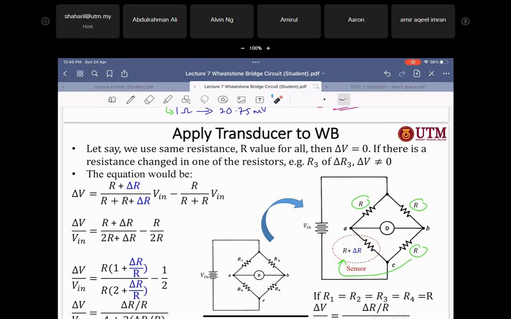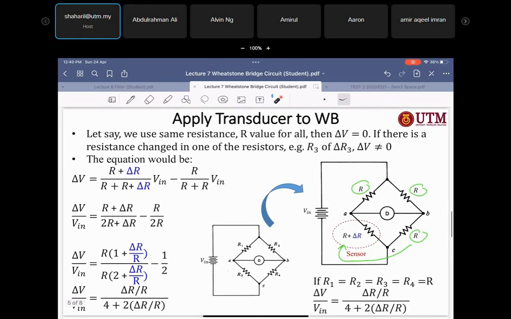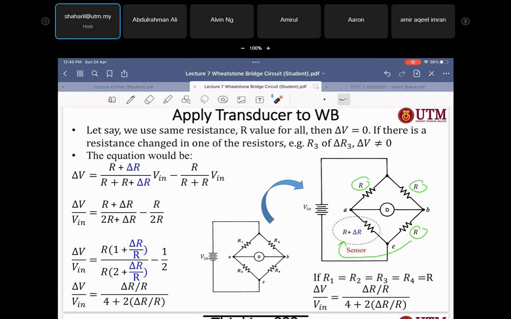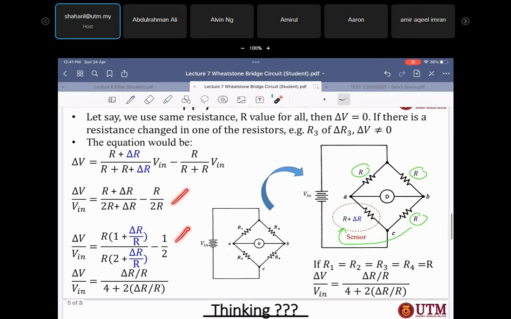So for example, if you want to find the relationship, you can put R plus delta R over R plus R plus delta R here. This is like R3, and then minus R, which is like the R4 here, R divided by R plus R. And so on, you derive it and then you simplify it so you get this formula.